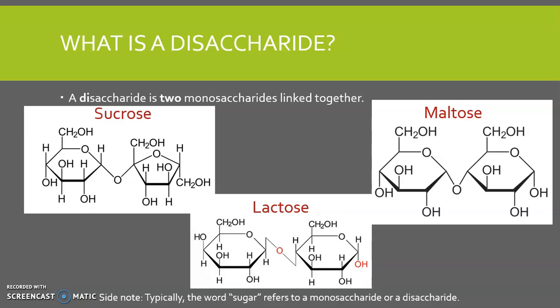Typically, the word sugar refers to a monosaccharide or a disaccharide. So monosaccharides and disaccharides are simple sugars. They're very small. They're much smaller than the next type we're going to talk about, which are polysaccharides. And so typically the word sugar is talking about those small ones, the simple ones. So let's go ahead and take a look at polysaccharides.